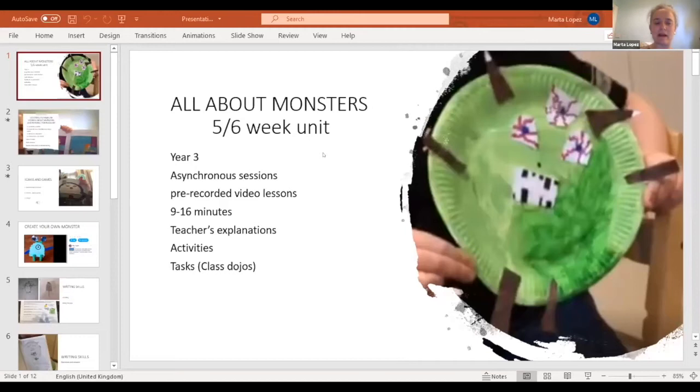It's lessons in year 3. They are pre-recorded video lessons. They last between 9 to 16 minutes, and they have teachers' explanations, activities that the children can see while they are looking at the video, and then tasks that they have to submit in the dojos.